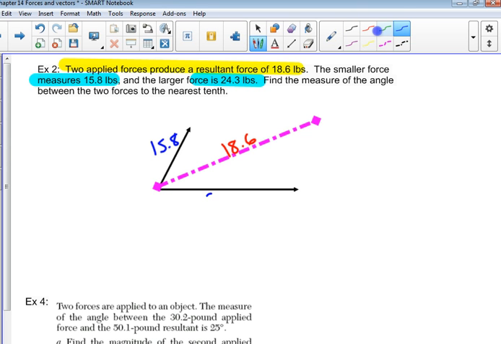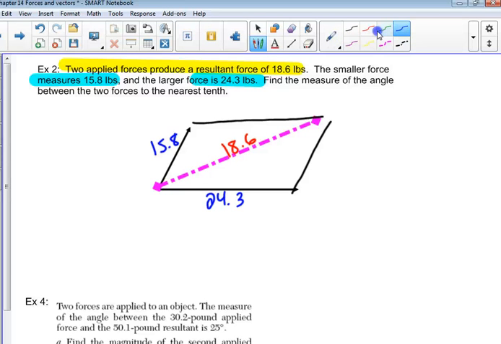Okay, so this one's 24.3. Find the measure of the angle between the two forces to the nearest tenth. Let's see. All right, so they want us to find the angle between the two forces to the nearest tenth. Let's see what we know here.